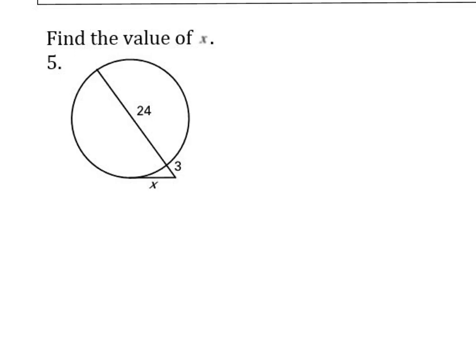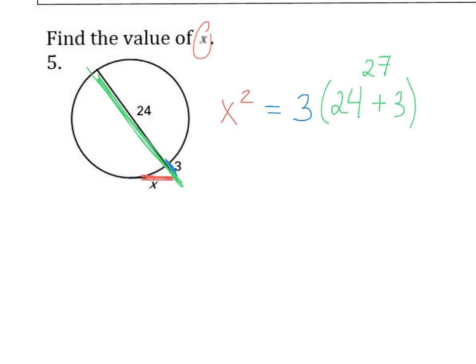So for this first example, obviously I'm solving for x. First thing I want to identify is my tangent. So here's my tangent, x. So I know according to my theorem, it's going to be my tangent squared. So x squared is going to be equal to the external segment times the whole secant segment, which is going to be 24 plus 3, all right, which is obviously going to give me 27. So now all I have to do is multiply these two together. So I'm going to end up with x squared equals 81.